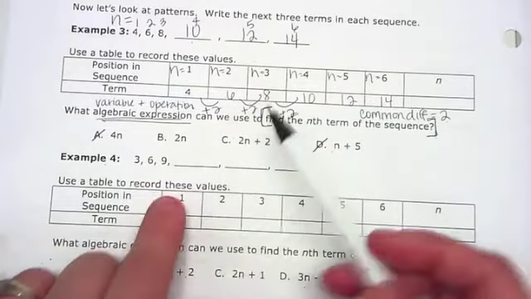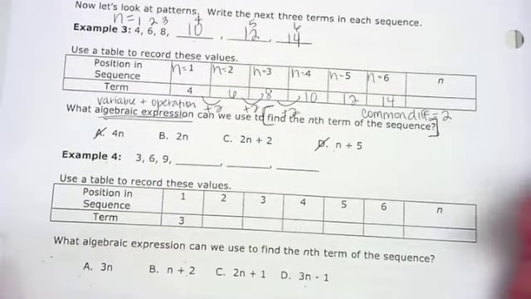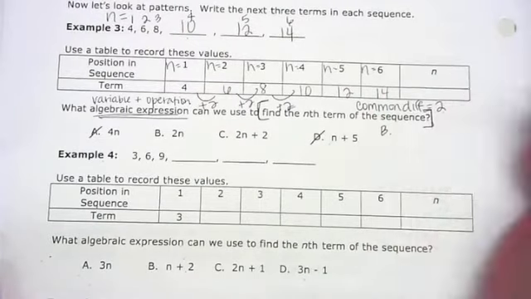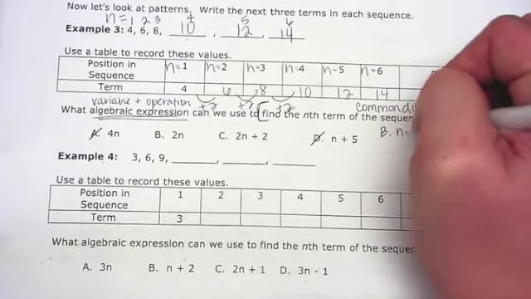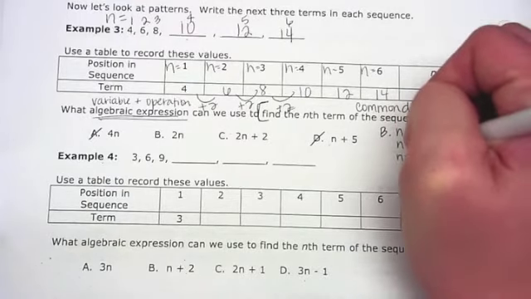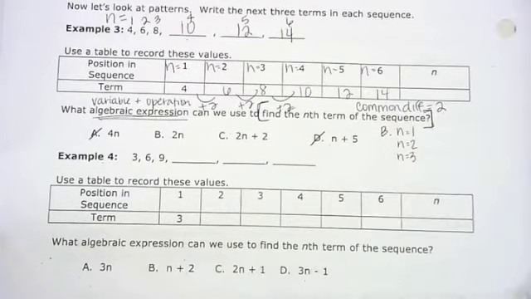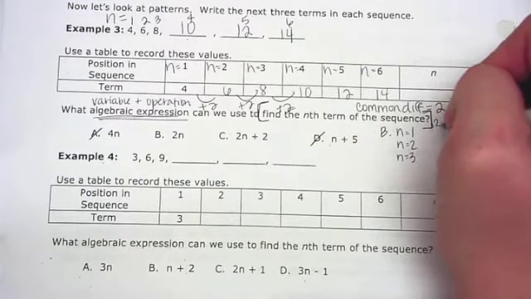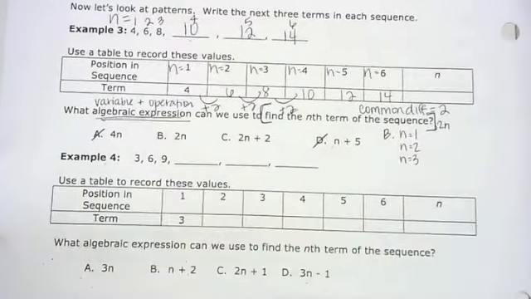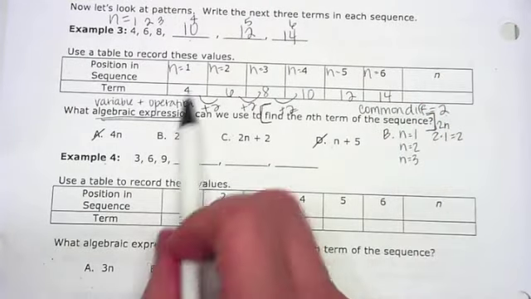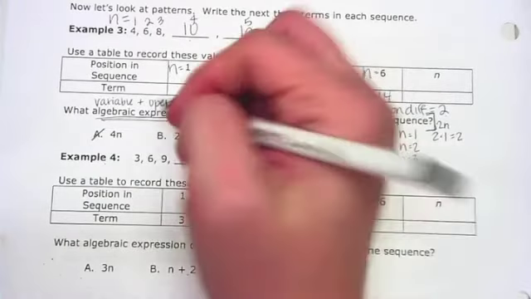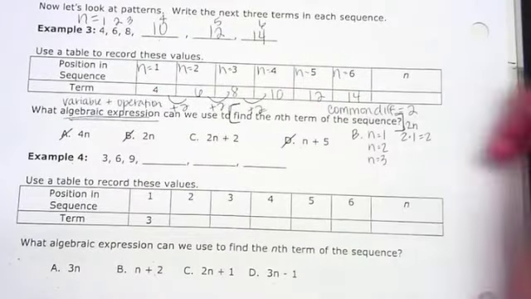So now we only have 2 options that we have to check. So we check each one. N equals 1, n equals 2, and n equals 3. Remember, we check 3 n's. So then we plug in for 2n because we're checking answer choice B. So 2 times 1 equals 2. That's not our first term, so B doesn't work either. So it should be C.